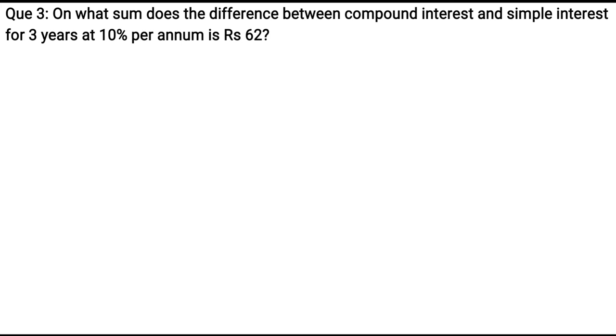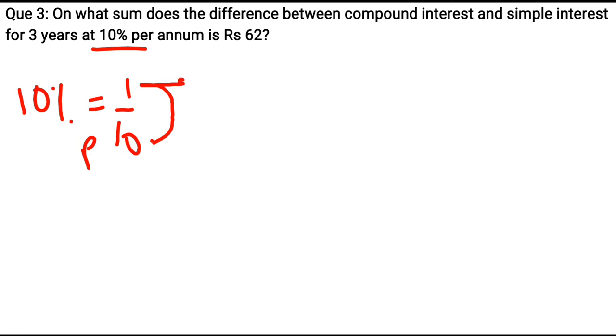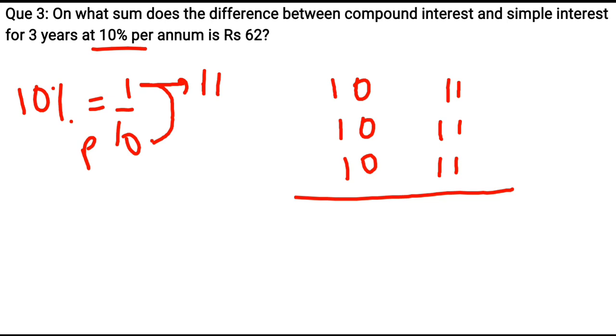First of all, we start with the rate. It is 10%, and 10% is 1 upon 10. Okay, you know the technique. For 1 year this is principal. If we add this, this is amount 11. Means 10 becomes 11 in 1 year, 10 becomes 11 in the next year, and 10 becomes 11 in another year. If we multiply these three, we get what? 1000. And here if we multiply these three, what do we get?